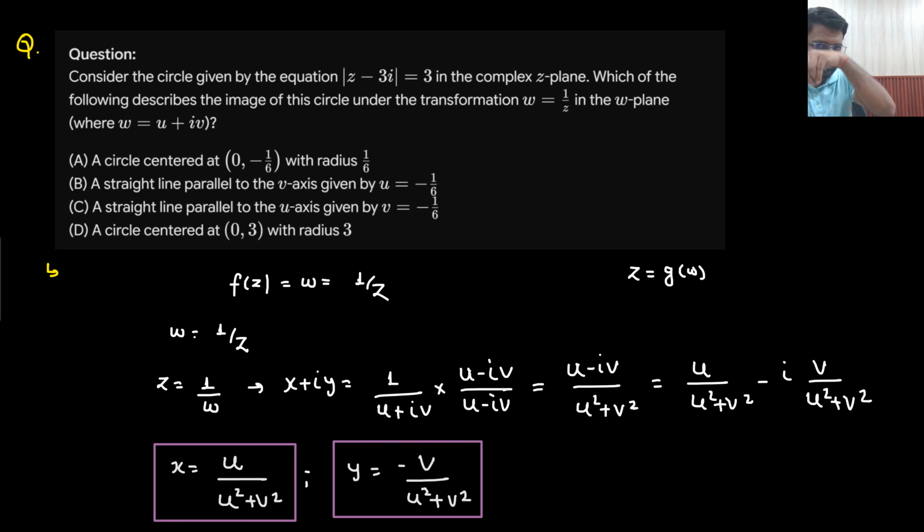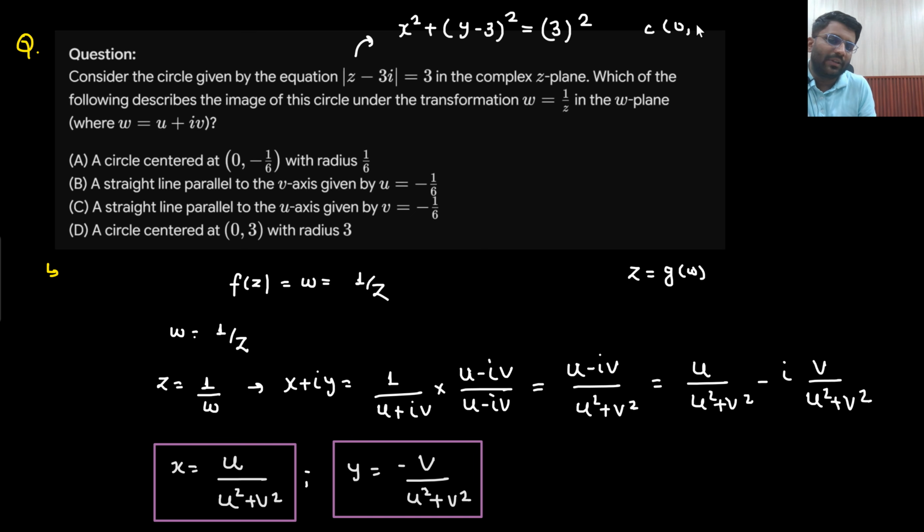Understandable? Now what is the equation given? What is the relation between x and y that is given? From here I can find out, no? What is the relation between x and y? From here I can see that it will be a circle of center 0, 3 and radius 3. Did you understand? In place of z you put x plus iota y. So this will be x square plus (y minus 3) whole square equal to 3 square. So it is a circle of center 0, 3 and radius 3.